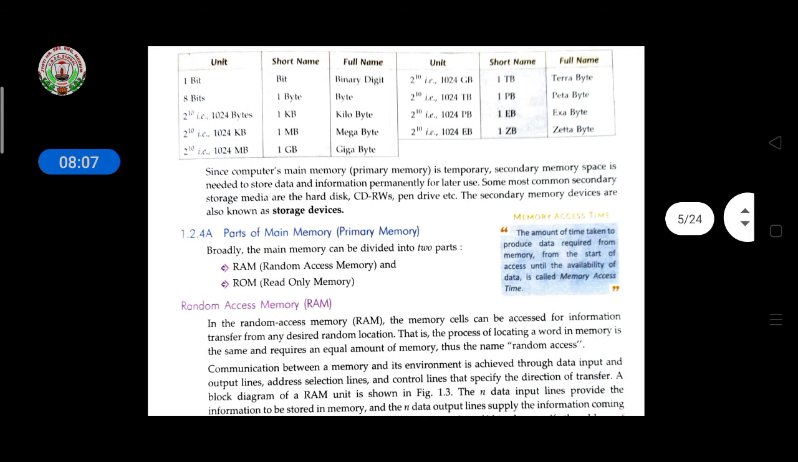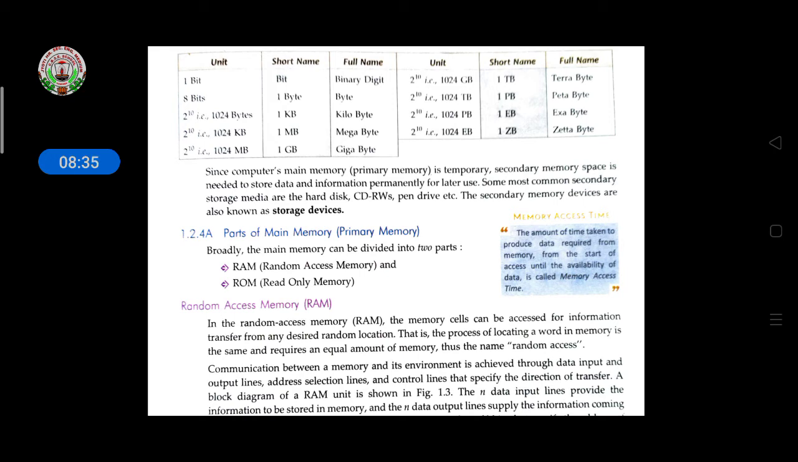Since the computer's main memory is temporary, secondary memory is needed to store data and information permanently for later use. The most common secondary storage medium is the hard disk. So secondary storage means hard disk. You also have CD, DVD, pen drive, Blu-ray disk. These are different secondary memory devices to which you can store or transfer data.